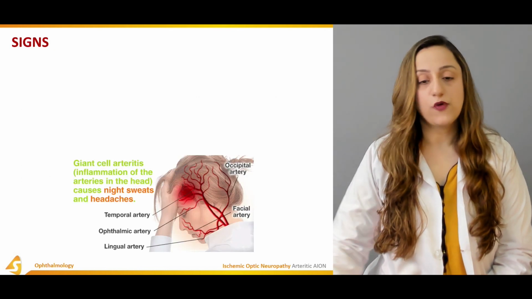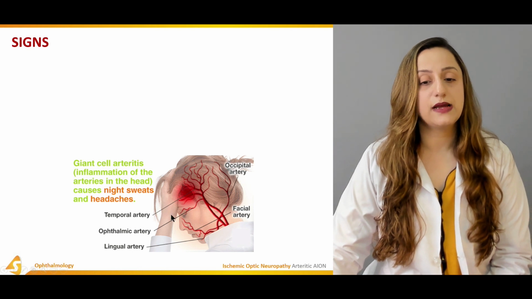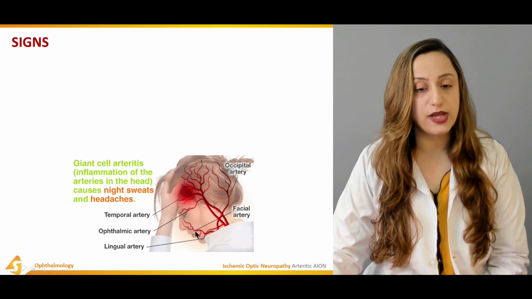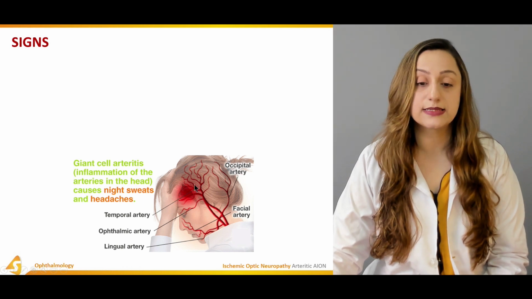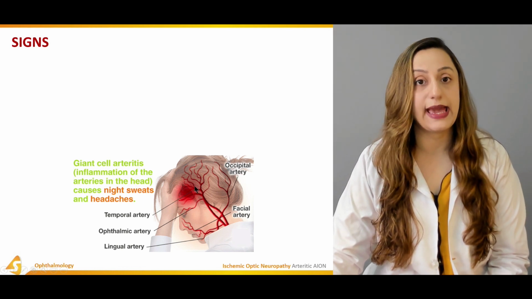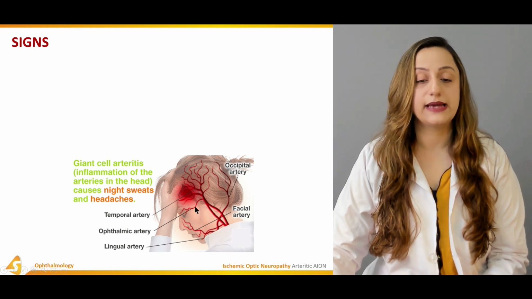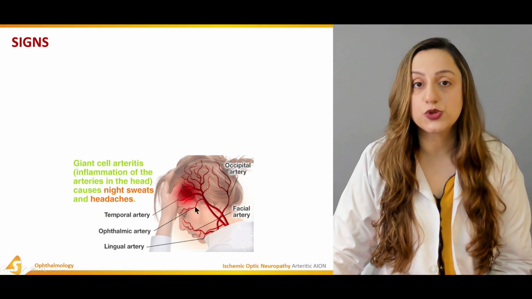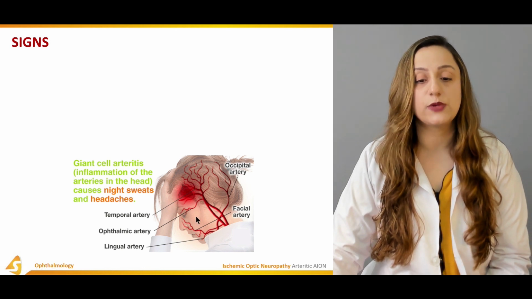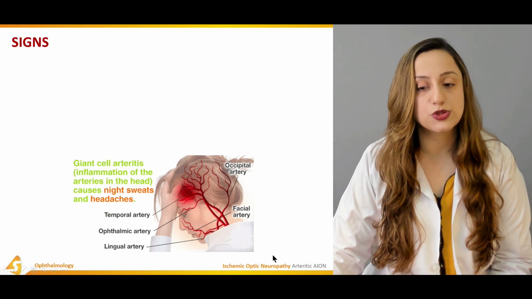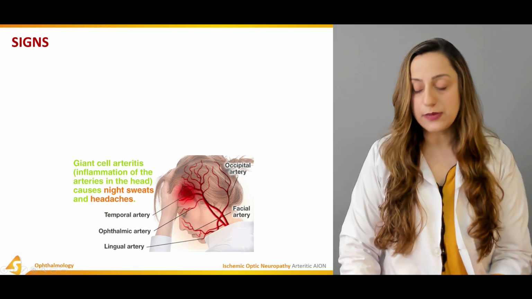The signs, as we've already discussed: the occipital artery is involved in a lot of cases. We have the facial artery, the temporal artery that is responsible for causing headaches in these individuals, the ophthalmic artery that is basically resulting in acute visual loss, and then the lingual artery that is causing jaw claudication. So these are some of the signs.